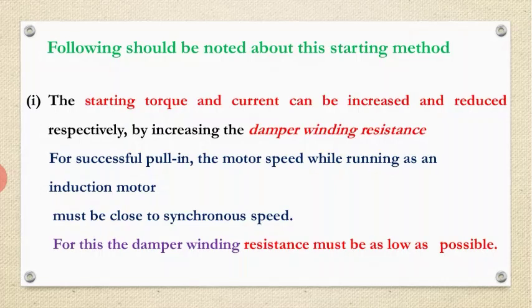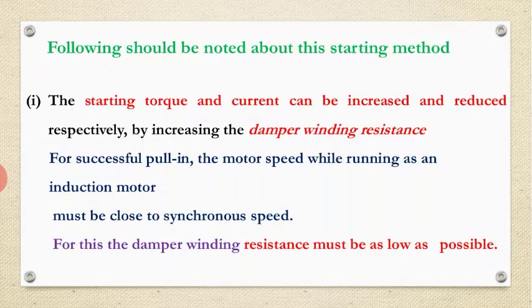Now the following should be noted about the starting method. There are a few points you need to take care of when starting the synchronous machine. The first one is that the starting torque and current can be increased and reduced respectively. I repeat, the starting torque can be increased by increasing the damper winding resistance. For successful pull-in, the motor speed while running as an induction motor must be close to the synchronous speed. For this, the damper winding resistance must be as low as possible.